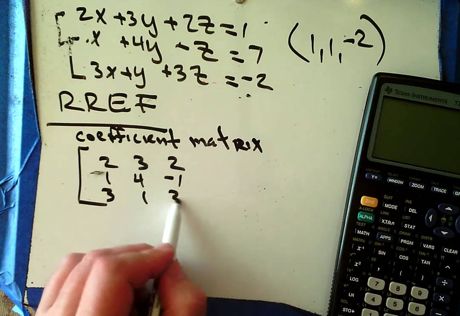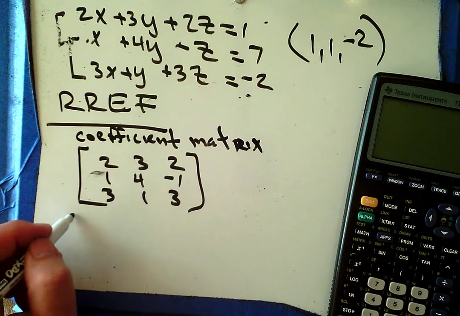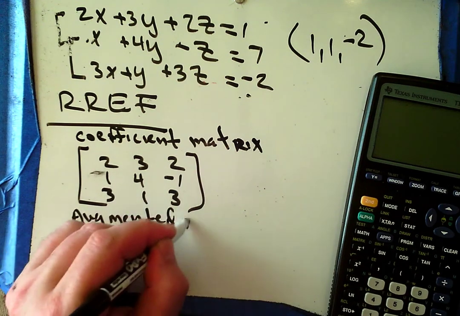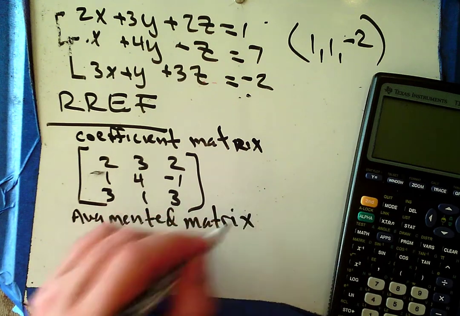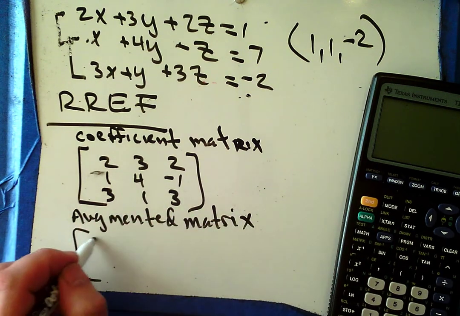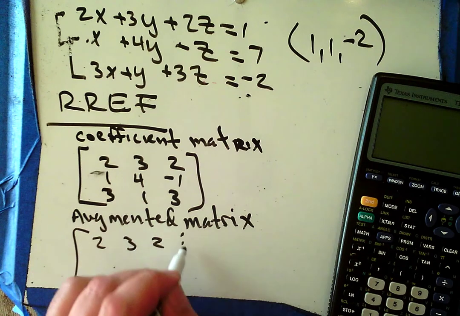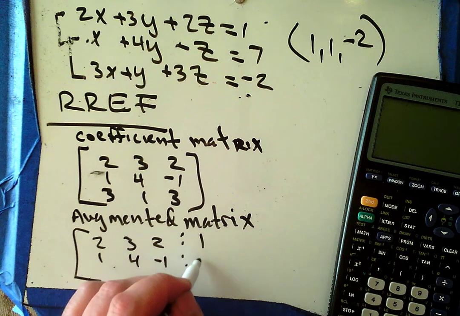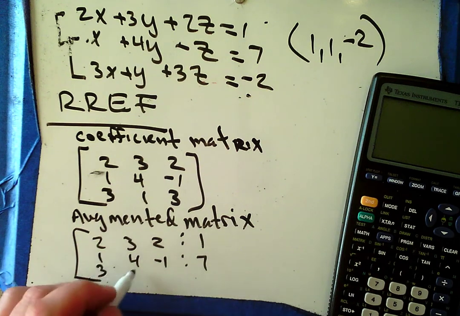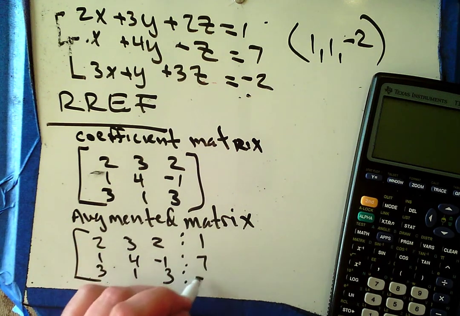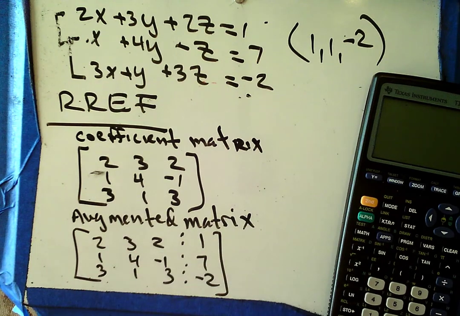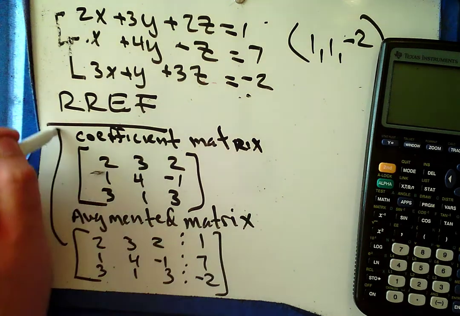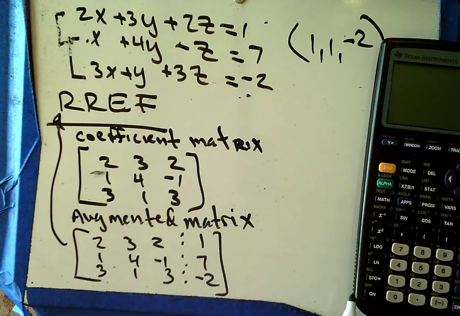3, 1, 3. We could also have an augmented matrix where we augment the coefficient matrix with the solutions. 1, 4, negative 1, 7, 3, 1, 3, negative 2. Okay, and actually I want to use this augmented matrix in our calculator using row echelon form.